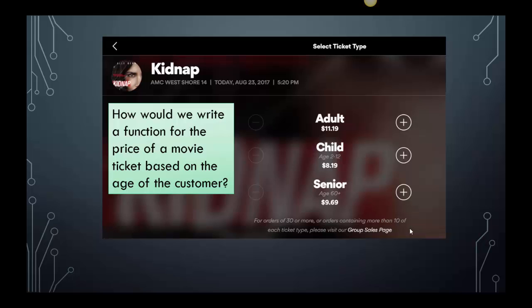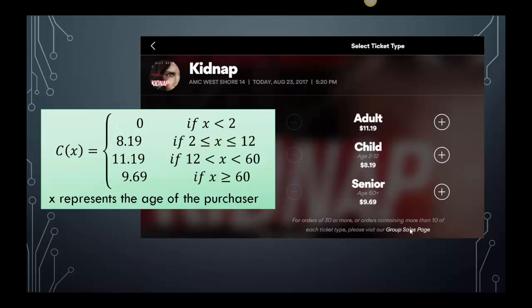So what my variable is really that I'm inputting, so my first thing I'm starting with is, this is based on age, right? Depending on how old you are is how much you pay. So when I'm setting up this function, I'm letting X represent the age of the purchaser or who the ticket is for. Notice the starting age is 2, so I included over here that there's no cost if someone was less than 2. But from 2 to 12, which is what they have under where it says child, the price was $8.19.